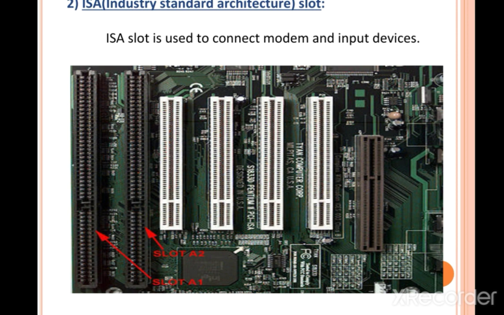Next, second slot, that is ISA slot. ISA means Industry Standard Architecture. This slot is used to connect modem and input devices. So this slot is used to connect what? Modem and input devices. See this picture where the ISA slot is located.